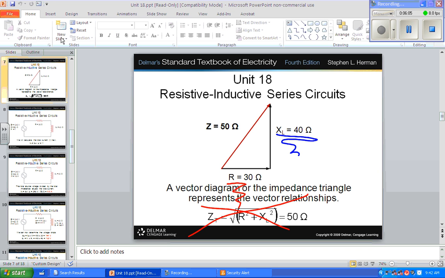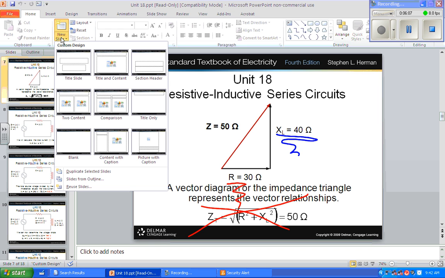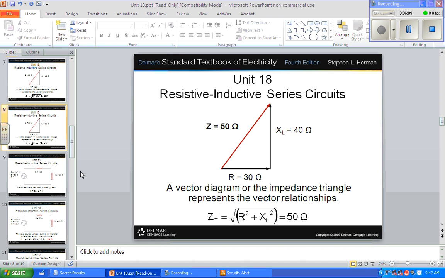Now, I want a new slide, but I want it to be a duplicate slide. Okay? Is that all right? That works. So now we have this one, where we have the original. Have I done this correctly? Because I'm going to write all over this second one.